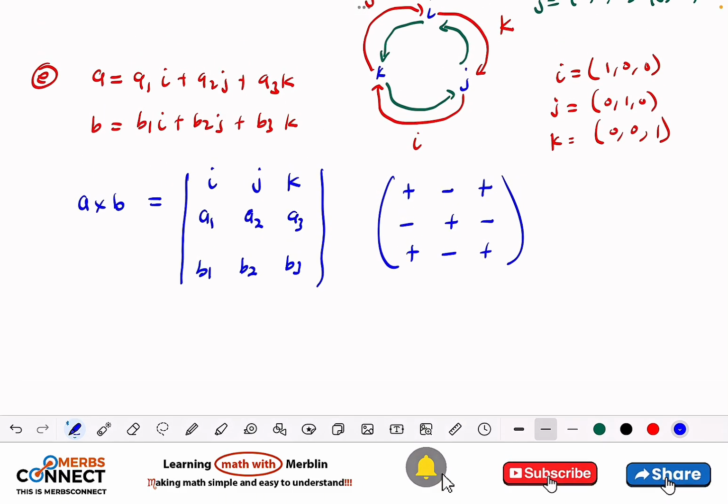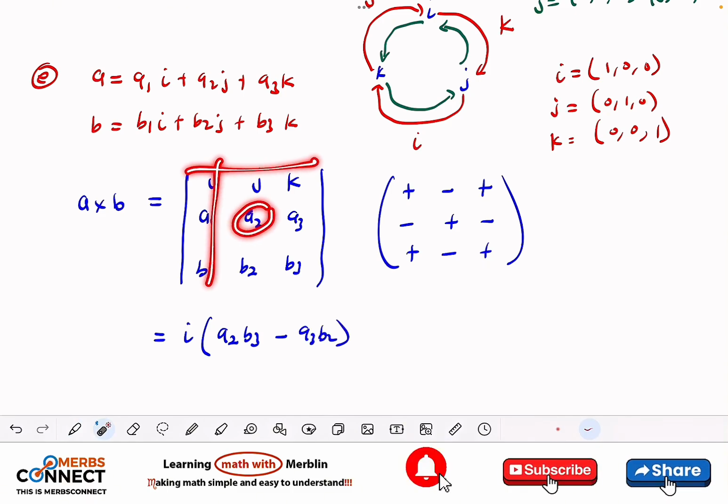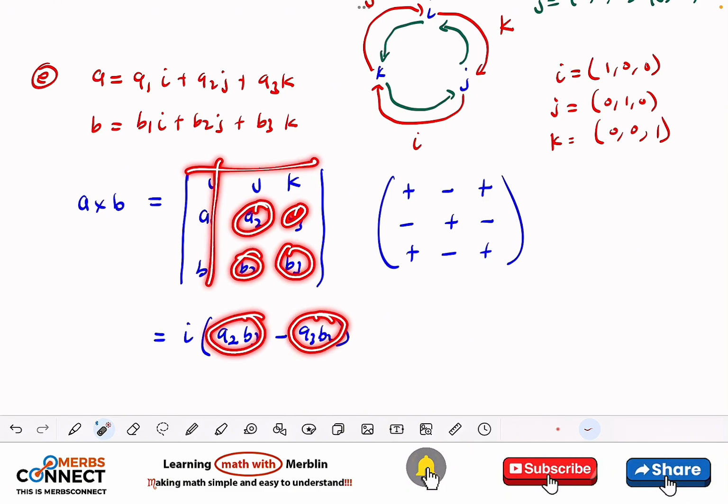So if I maintain i, the position of i is positive. So I cancel this, and I'm going to have a2 b3 minus a3 b2, right? When I cancel this and this, I multiply this one by this, I have it here. Then I multiply this one by this, I have it here.